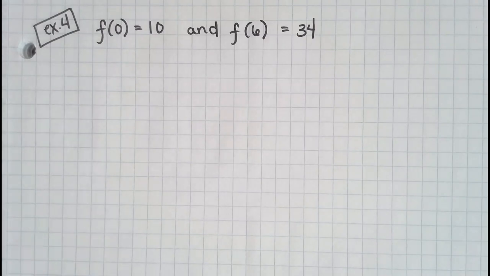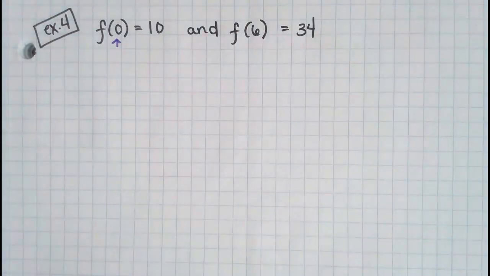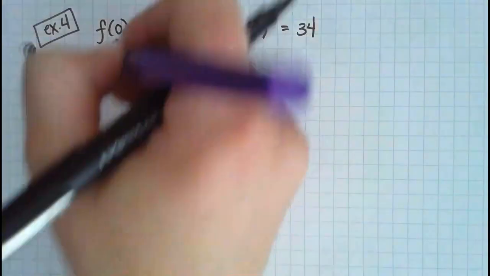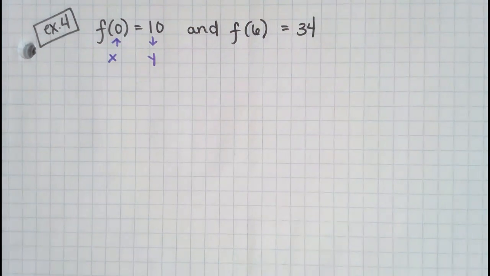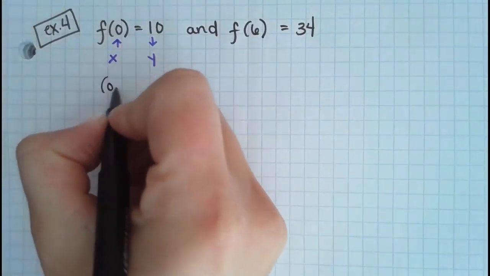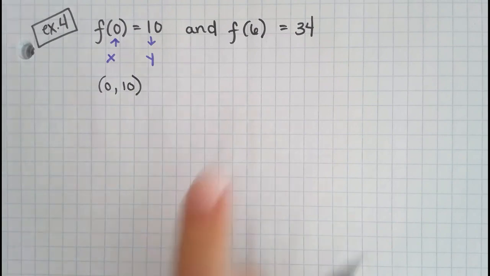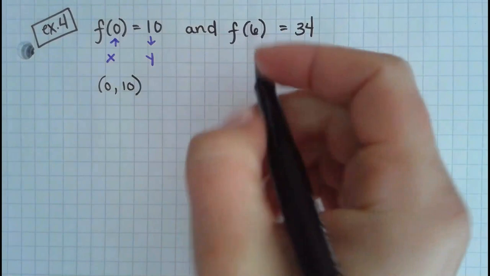Remember, function form, this value inside your f of whatever, this is an x, and whatever it equals is a y. These are really ordered pairs, right? You could rewrite these as ordered pairs. So this point is at 0, 10. What would this point be? Maybe 6, 34.